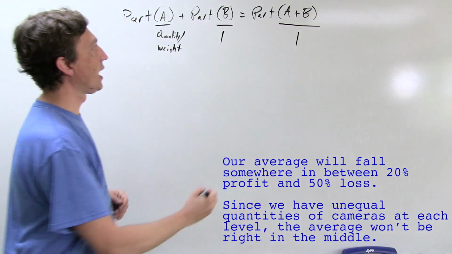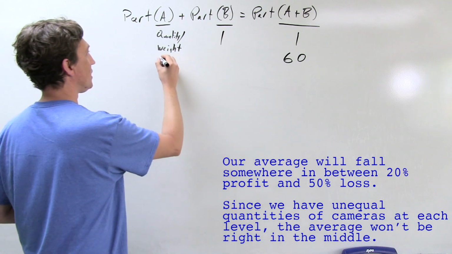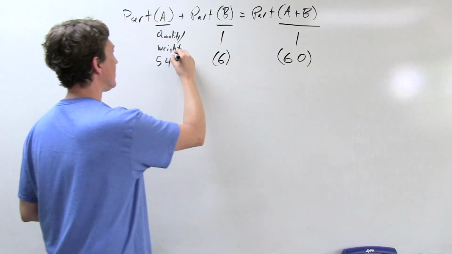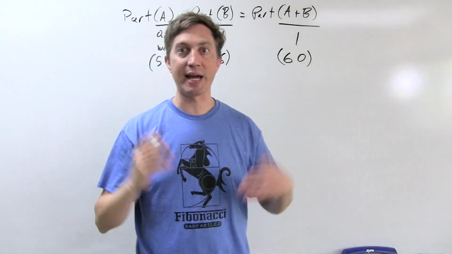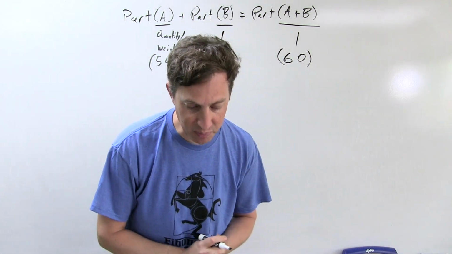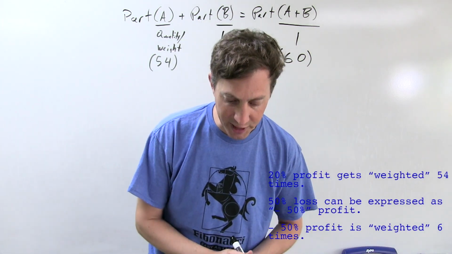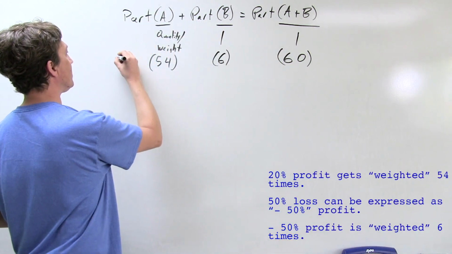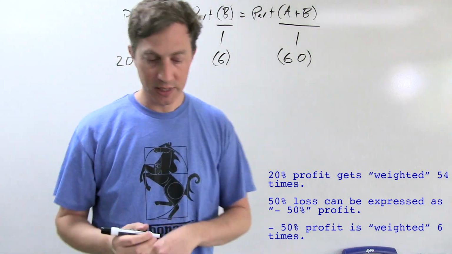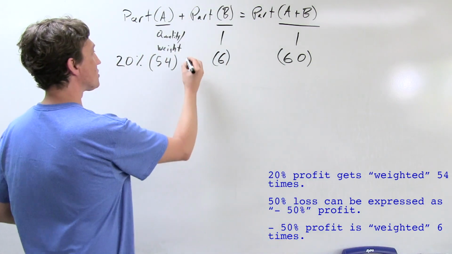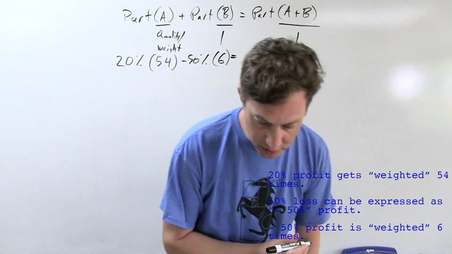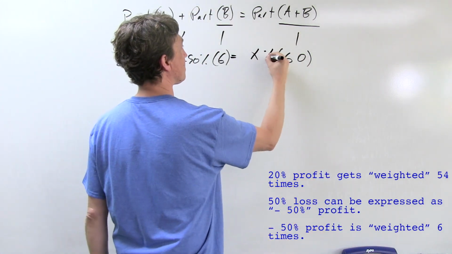So like in this case, I have 60 total cameras and I have 54 that were sold and I have 6 that were returned. Those are the weights. And then the weighted average is used to average out the thing you care about. And so you say, well, what's the thing I care about in this problem? It's profit or loss. And so those 54 cameras had 20% profit. So I can just say, okay, 20% profit. These 6 cameras were returned for 50%, so these ones had a 50% loss. And then the final profit, well, that's what we don't know. So this is just going to be X% profit or loss.